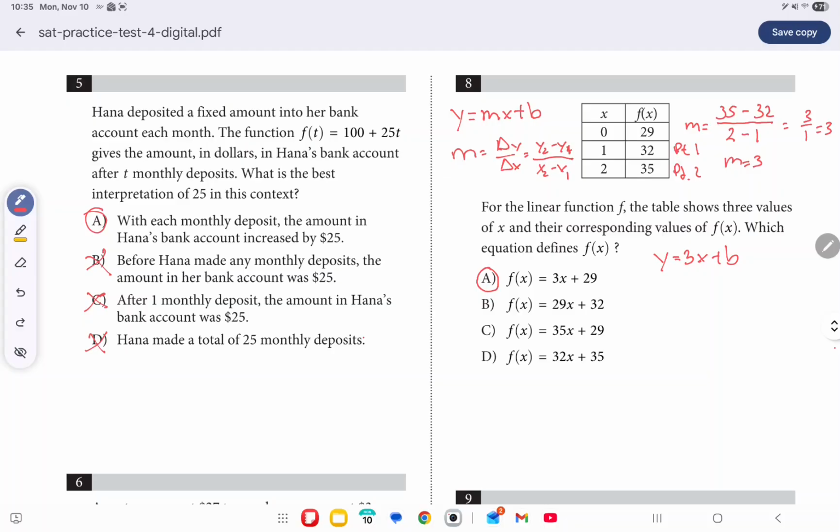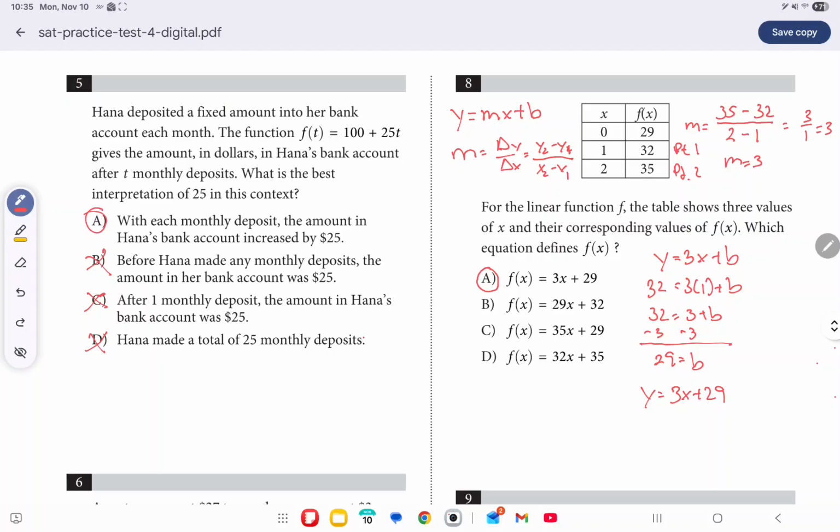But if you did want to continue, what you would do is you would pick one of the x and y values, substitute it back into this equation. So if we picked, let's say, x is equal to 1, then y would be 32. Then we get 32 is equal to 3 plus b. Then we're going to subtract 3 from both sides, and we'll get 29 is equal to b. So we get y equals 3x plus 29.